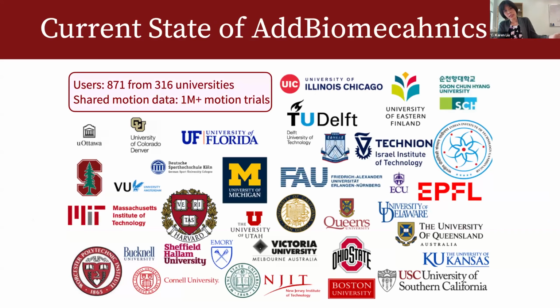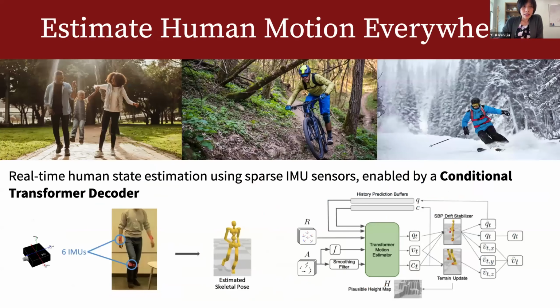AddBiomechanics has been released for a little bit more than a year, and we have seen a rapid growth in user base and amount of data being processed and being shared. So now we have a really large data set that has paired kinematics and dynamics information. What can we do with it?